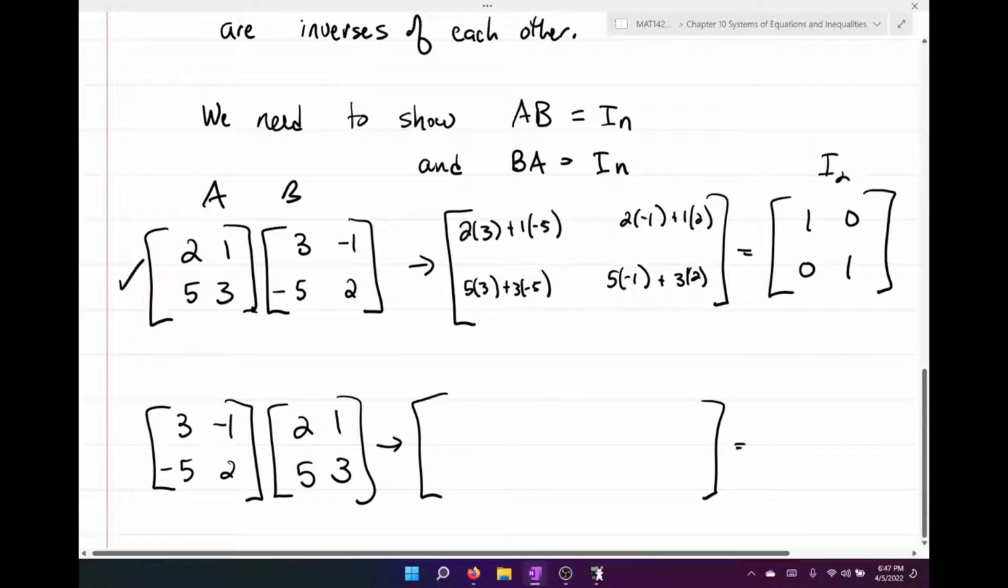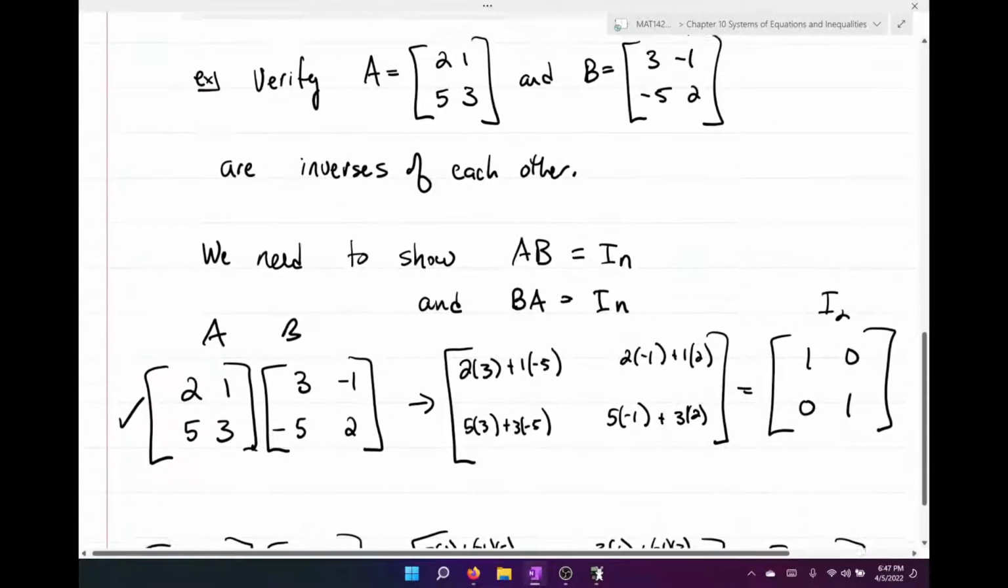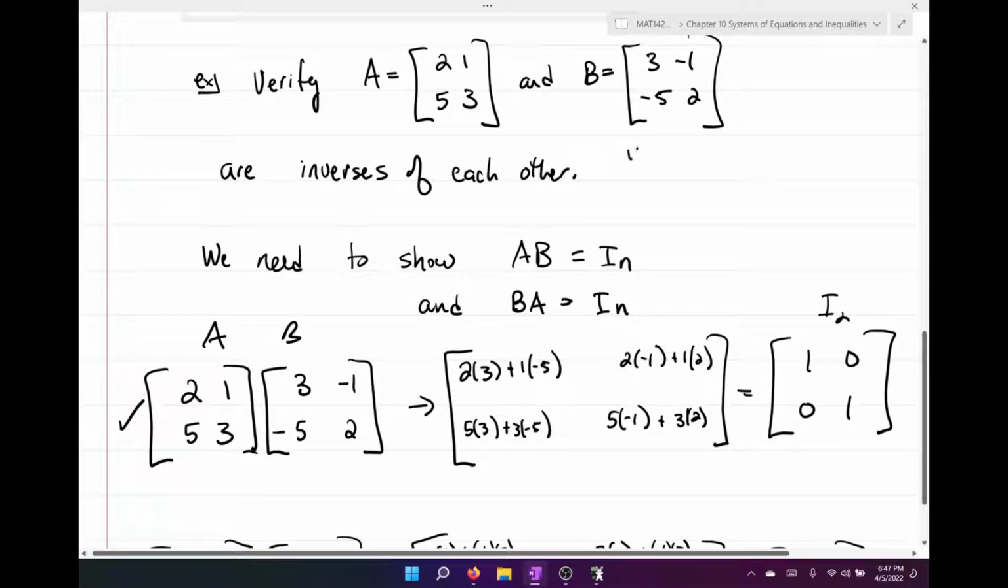We get 3 times 2 plus negative 1 times 5. Then you're going to get 3 times 1 plus negative 1 times 3. We get negative 5 times 2 plus 2 times 5. And then finally, negative 5 times 1 plus 2 times 3. And notice here, you still get the same exact thing. So we just verified that matrices A and B are in fact inverses of each other. So you could put a little smiley face there because yes, they are inverses of each other.